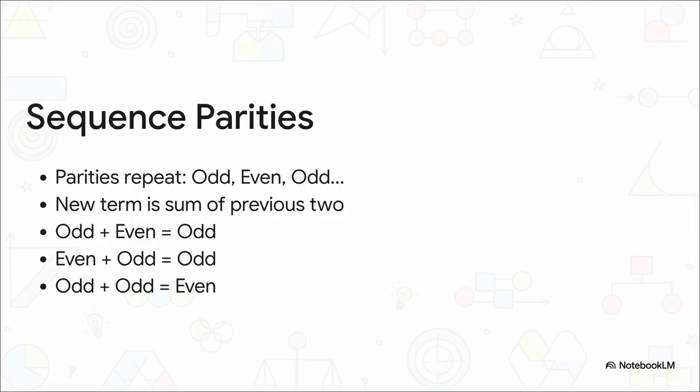Look at the sequence parities. Odd, even, odd, odd, even, odd. Why does it repeat exactly like that? Because every single new term is simply the sum of the previous 2. An odd plus an even makes an odd. An even plus an odd makes an odd. And an odd plus an odd makes an even. It is a completely beautiful rhythmic cycle driven entirely by those same basic addition rules we learned earlier.